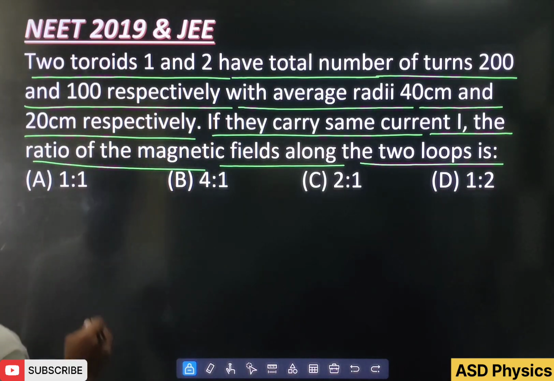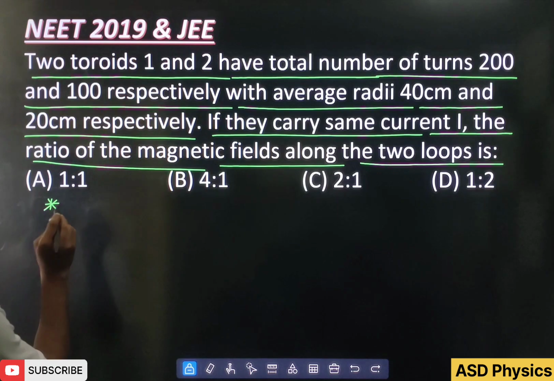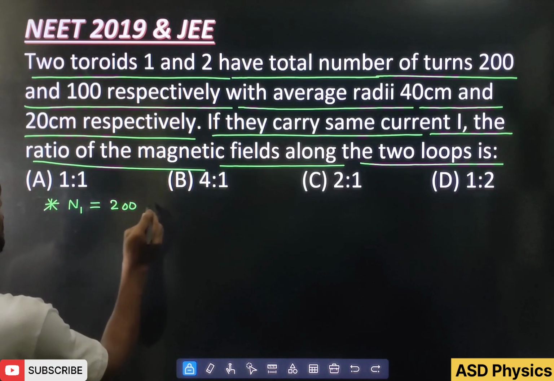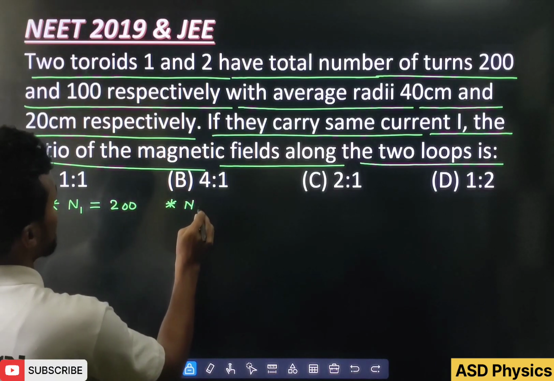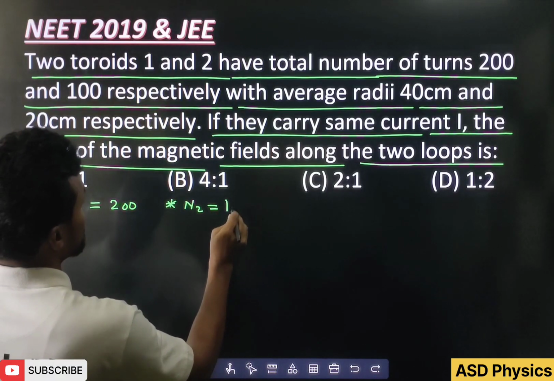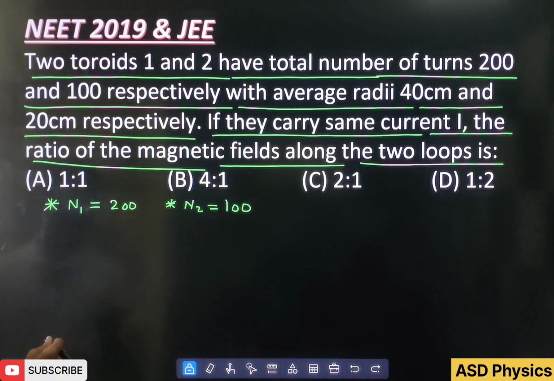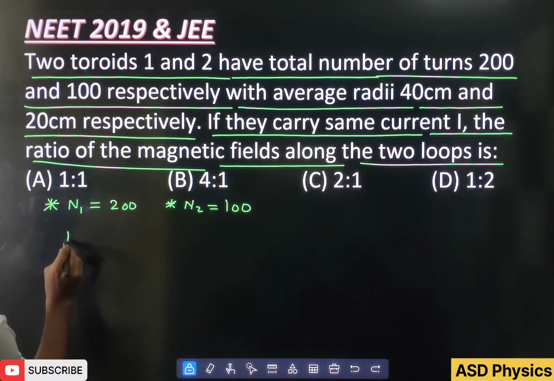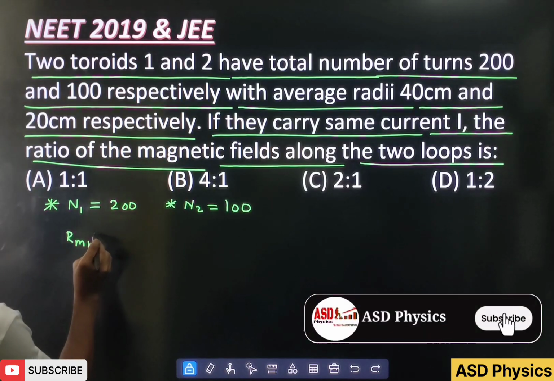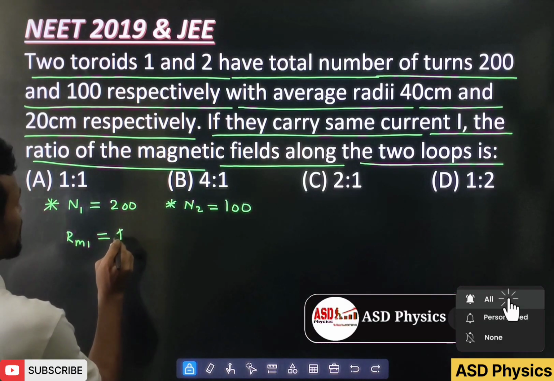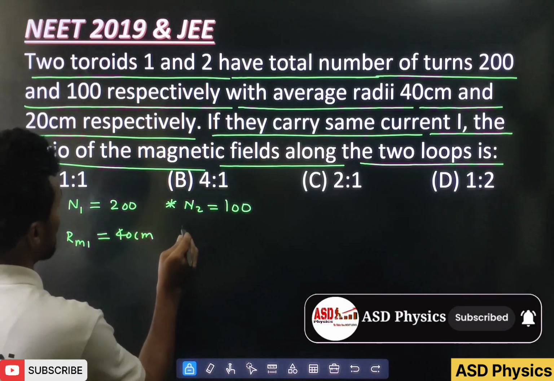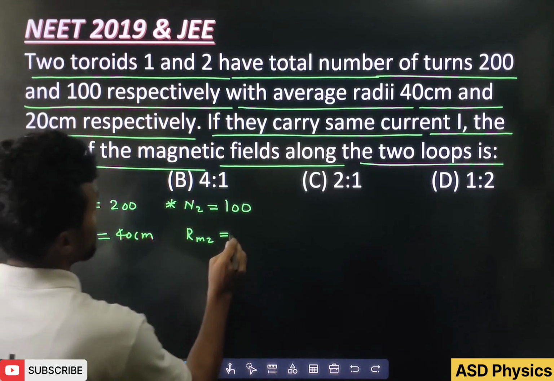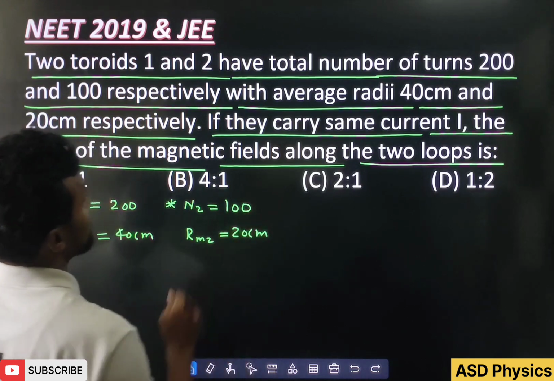First, note down the data. The number of turns N1 is given as 200, and on this side I will write the data. N2 is given as 100. Next, the average radii: for the 200 turns, the mean radius RM1 is given as 40 centimeter, and RM2 is given as 20 centimeter.